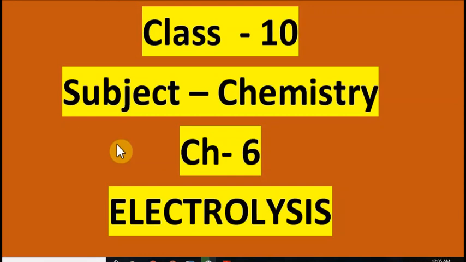Class 10 students, this is class 10, subject chemistry, chapter number 6, and the title of the chapter is electrolysis. The syllabus of the electrolysis chapter is as follows: electrolyte, non-electrolyte, definitions and examples, substances containing molecules only, ions only, and those substances which contain both molecules and ions.